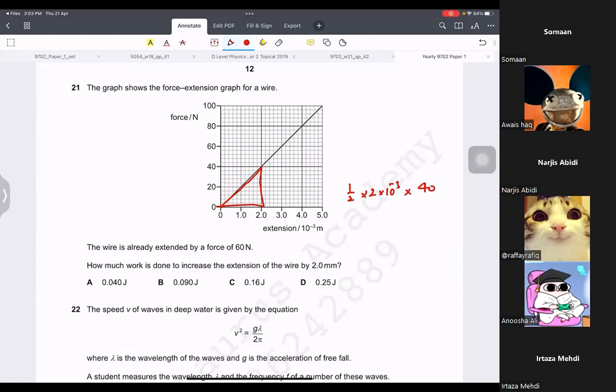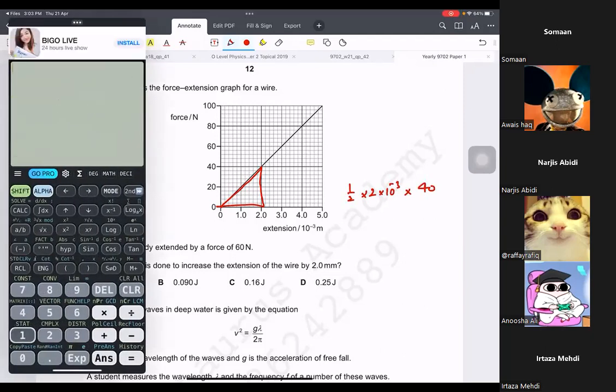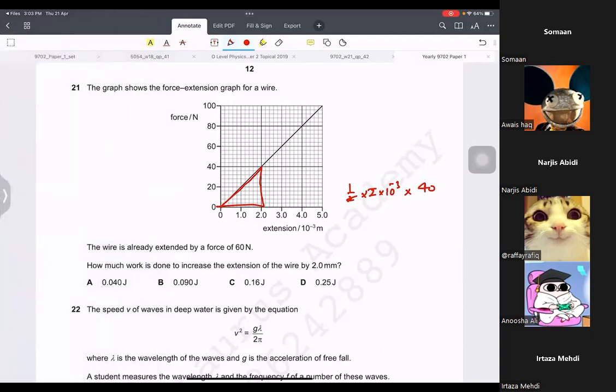Okay. This cancels out. 10 minus 3. 0.04 should be the answer, but this is the increase. Why does it say the increase? The wire is already extended by, this is wrong, sorry. It says it is already extended by this much.